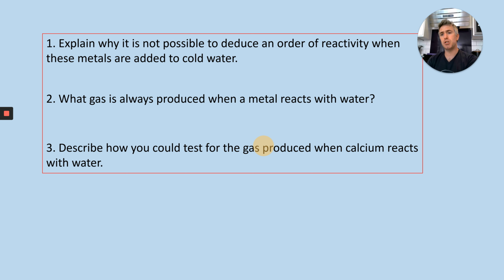Explain why it's not possible to deduce an order of reactivity when these metals are added to cold water. Look at the column that says cold water. Why is it not useful or easy for you to deduce the reactivity? When these things are placed in the water, they produce a gas. What is the name of the gas it produces when it reacts with water? Then, how would you know it's that gas? What is the test for the gas produced when calcium reacts with water? So if you have that reaction going, what's the name of the gas? And how would you test it? How would you prove that was the gas? Write those answers down. Pause.